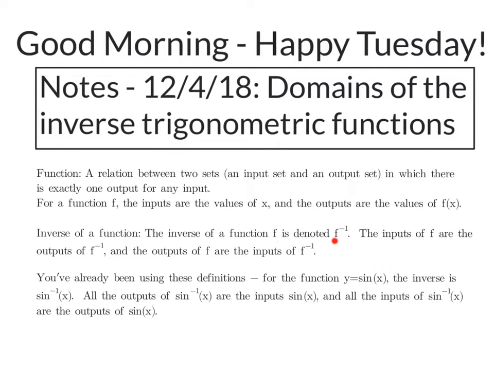Then the inverse of a function, if we're using that same f notation, is denoted f to the negative 1, or f inverse. The inputs of f are the outputs of its inverse, and the outputs of f are the inputs of the inverse. So an inverse function is where we switch the inputs and the outputs, or we reflect x and y. We put all the x's in for y and all the y's in for x.